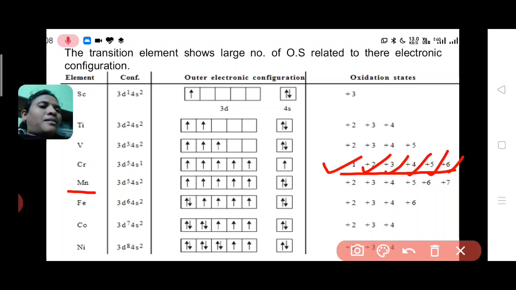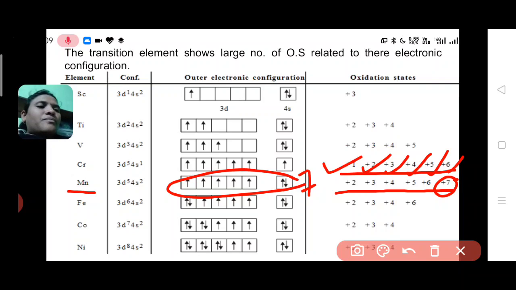Same way manganese. Manganese can show +2 oxidation state, +3, +4, +5, +6 up to +7. There are a total of 7 electrons in manganese: 5 electrons in the d orbital and 2 electrons in the s orbital. So if manganese removes all 7 electrons, manganese can show +7 oxidation state, up to +7.